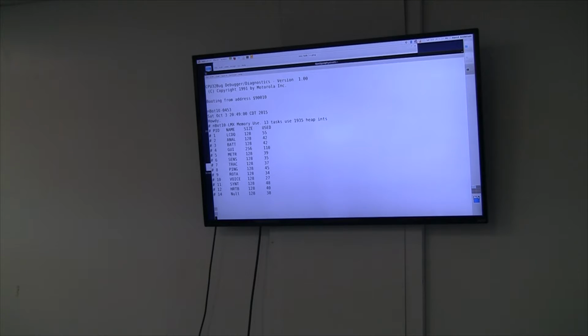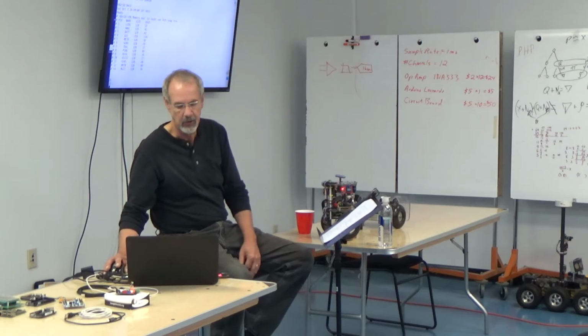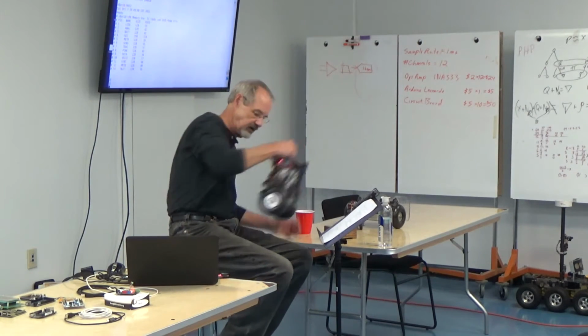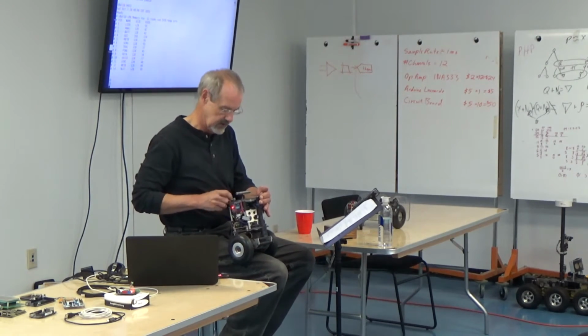And then we have a process ID for each one, which is the first column. And we have a name for each one, which is just arbitrary. And then the size of the stack that was assigned to this task, and then the amount of stack size that it actually used. I want to go over these in detail, but I want to get one more dump here, if it will do it.